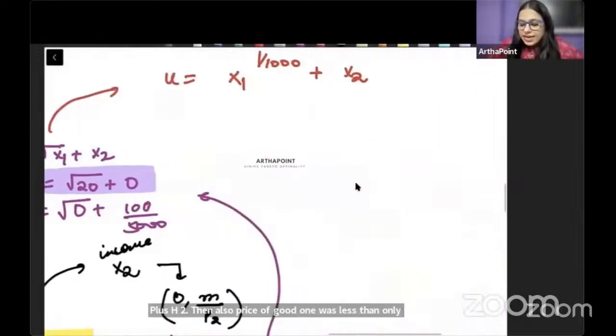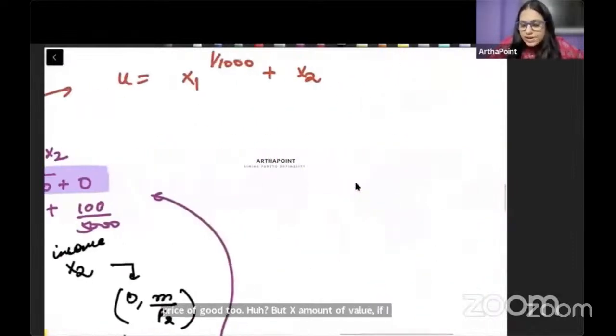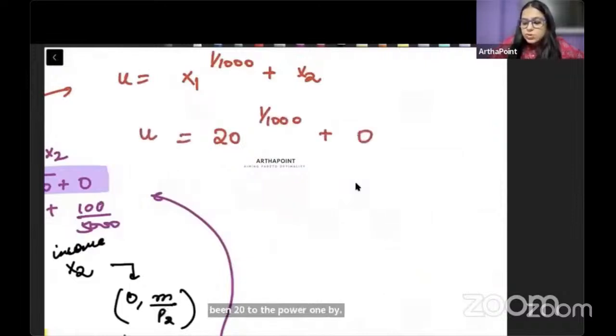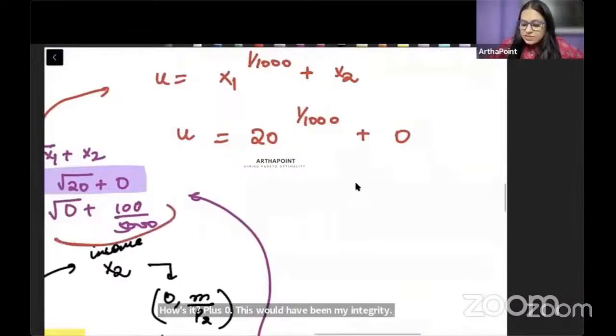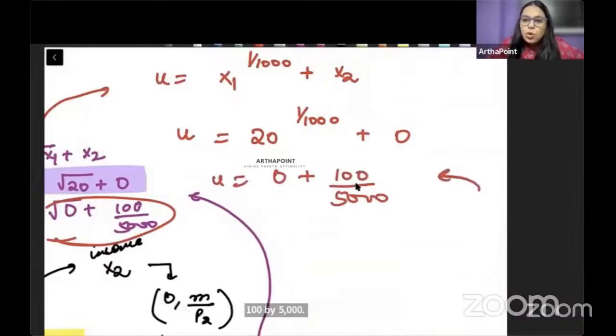But what was the value of x1? If I spend all my income on x1, I get 20, 0. So if I plug it in, it would have been 20 to the power 1 by 1000 plus 0. This would have been my utility. And if I plug in the other value, I would have got 0 plus 100 by 5000. So this will give me more. So don't compare like that. Don't go ahead and say that.